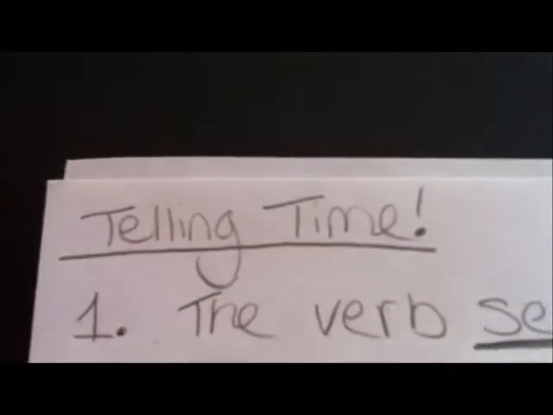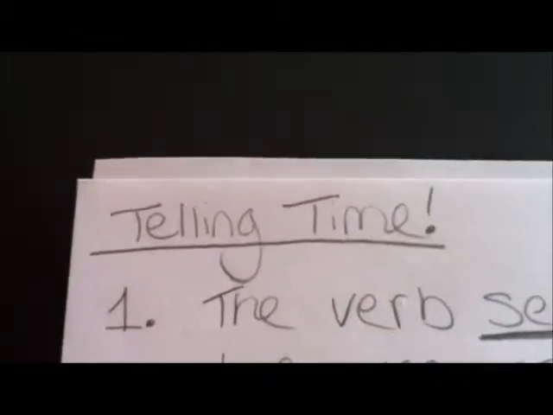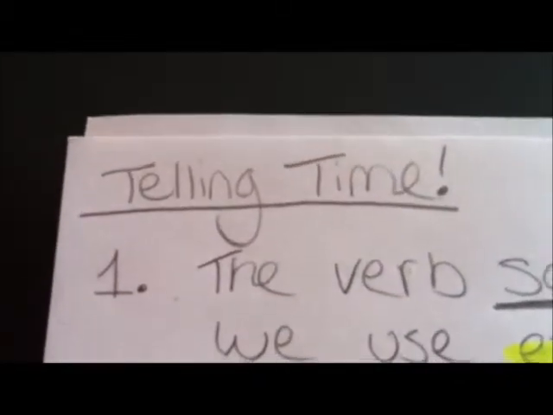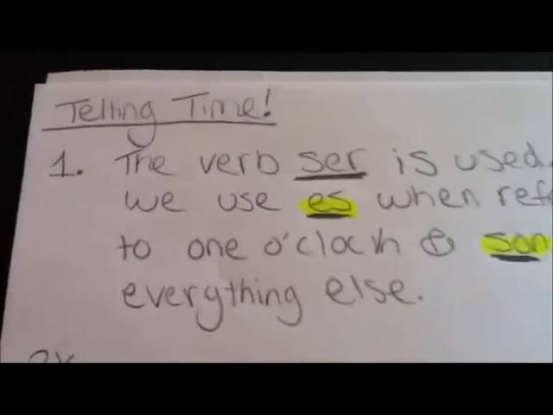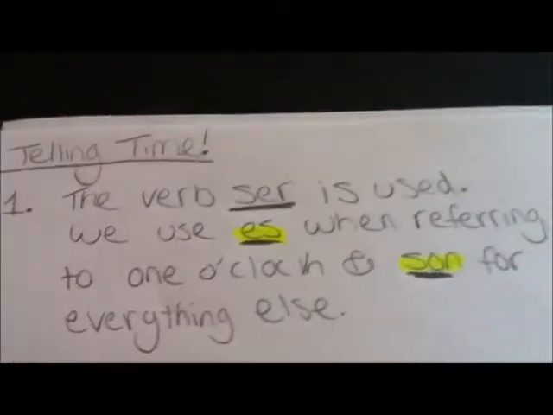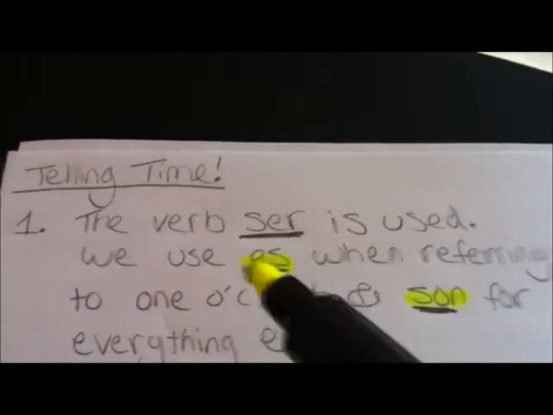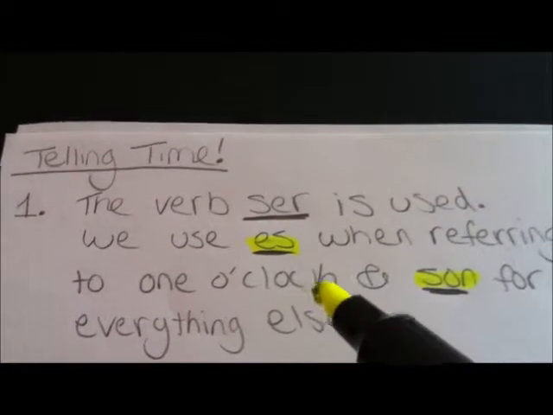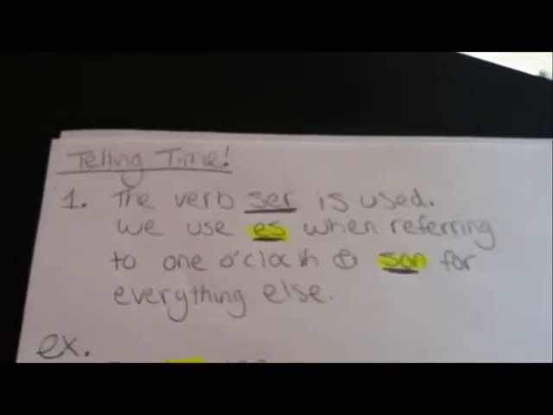Telling time. So today we're going to look at telling time in Spanish. There's 6 categories that I've broken it into, and we'll start with rule number 1. Rule number 1 says that we always have to use ser. We either use es or son. Es is referring to 1 o'clock, and son refers to everything else.